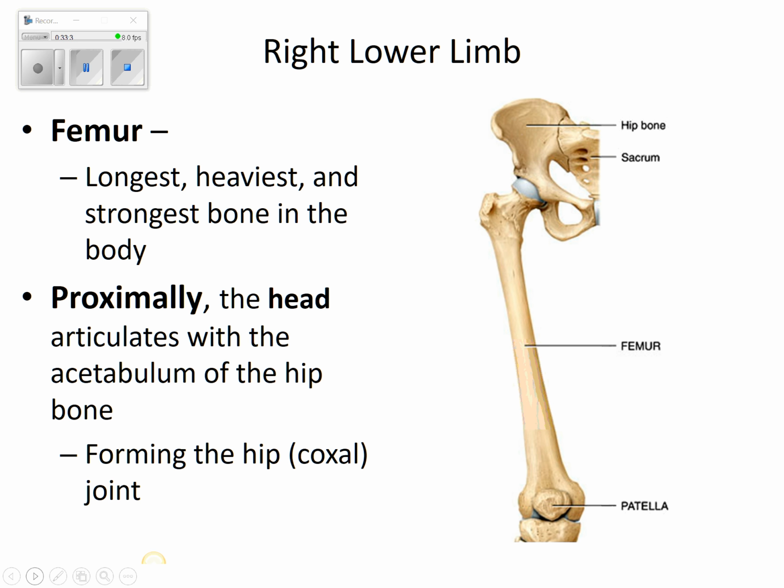Next we have the femur, which is the longest and heaviest and strongest bone in the body. Proximally, the head articulates with the acetabulum of the hip bone, forming the hip coxal joint. So it contains also the head of the femur. It has this little indentation on the end of it. It contains what they refer to as the fovea capitis. That fovea capitis is just that small depression in the head of the femur. And a ligament attaches to the fovea capitis that also attaches to the acetabulum to help stabilize it.